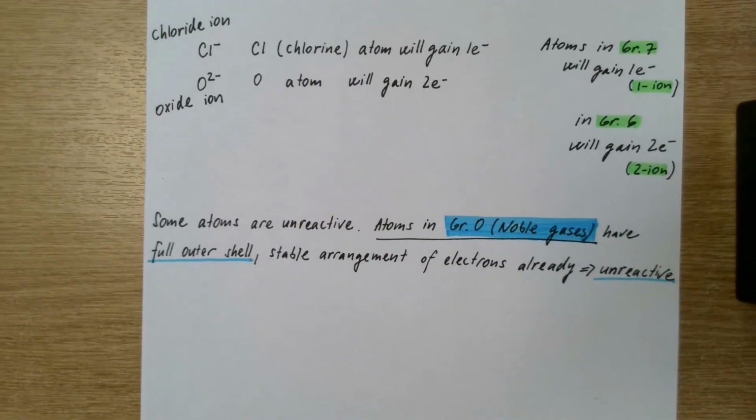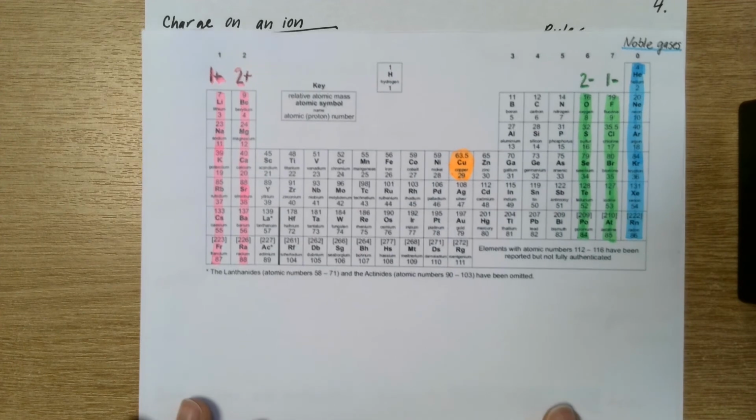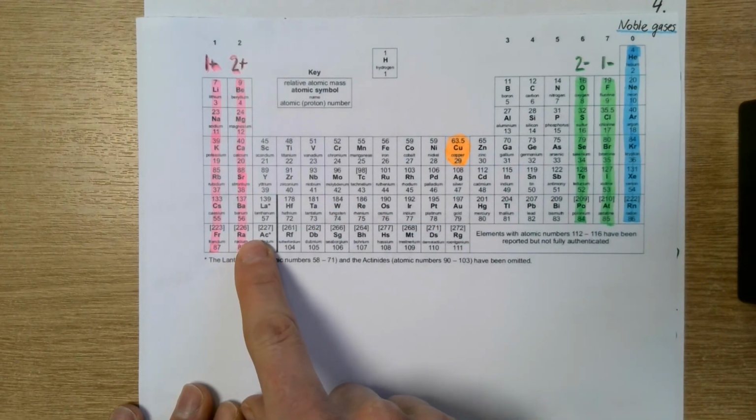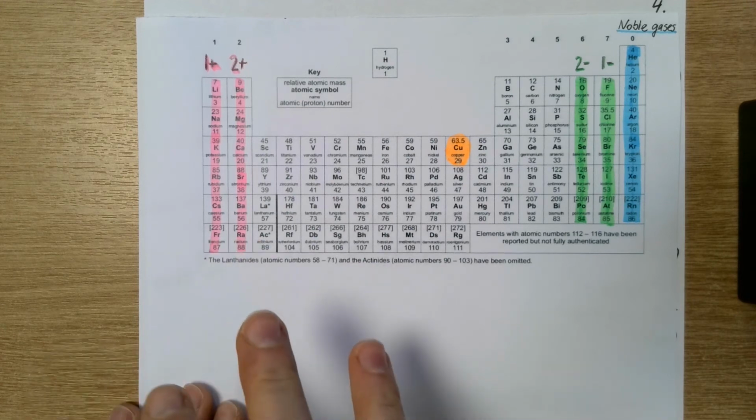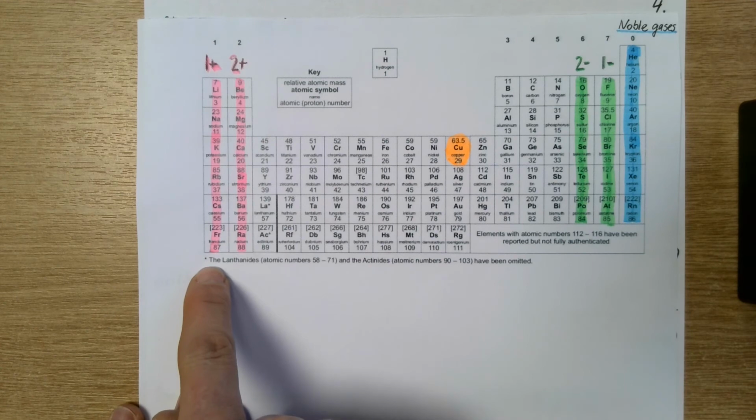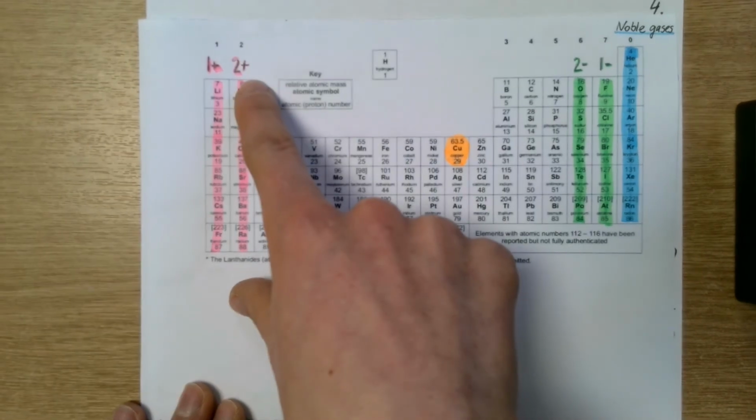Okay, so there are rules on forming ions. Let's go through them. The first group will form +1 charge ions. Let's have a look at the periodic table. The second group will form 2+ ions. These are both metals, so they both lose electrons. The first group will lose 1 electron, and the second group will lose 2 electrons to form 2+ ions.